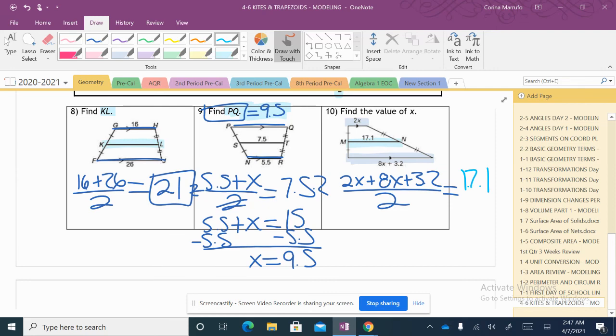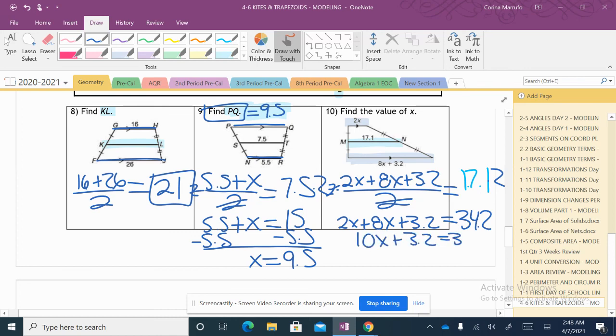We're solving for x, so first we're going to get rid of this 2 by multiplying both sides by 2. We get 2x plus 8x plus 3.2 equals, the 2's cancel each other out, and using my calculator, 17.1 times 2 gives me 34.2. We combine our like terms, so 2 plus 8 gives us 10x plus 3.2 equals 34.2. We move over the 3.2 by subtracting it, and that gives us 10x equals 31. We divide by 10, and we get x equals 3.1. And that's it.